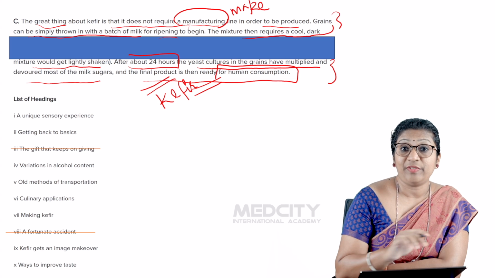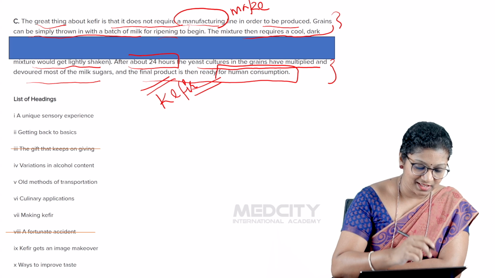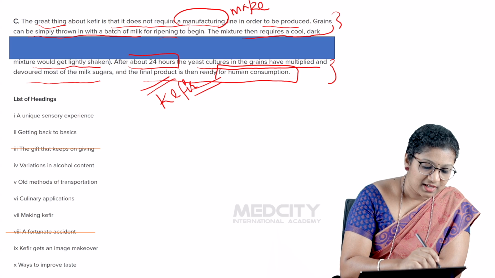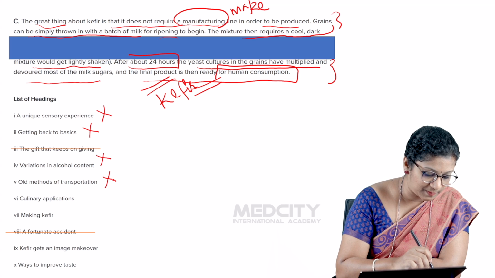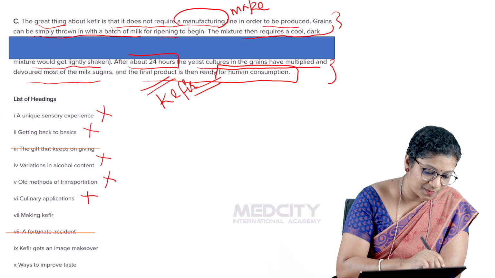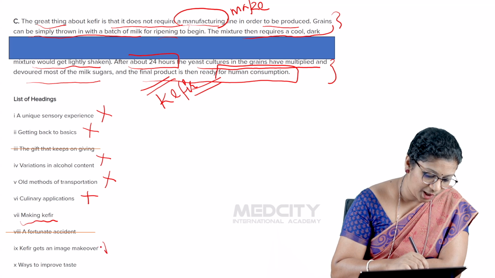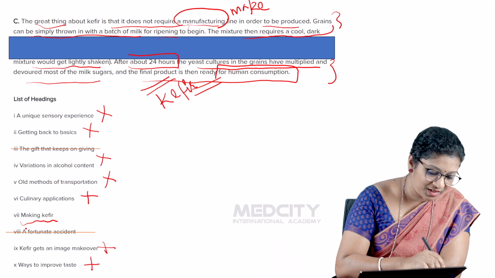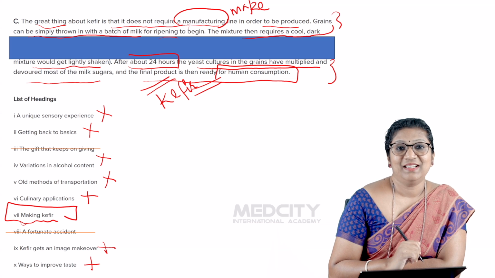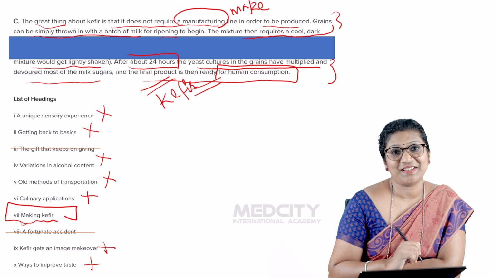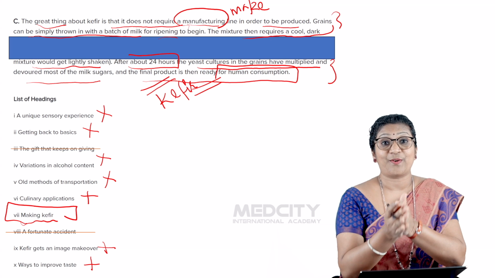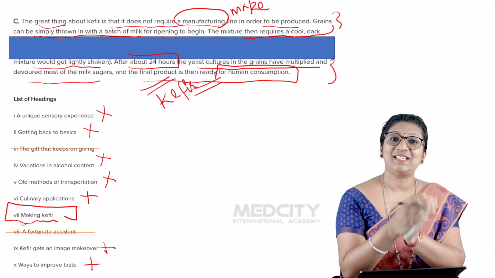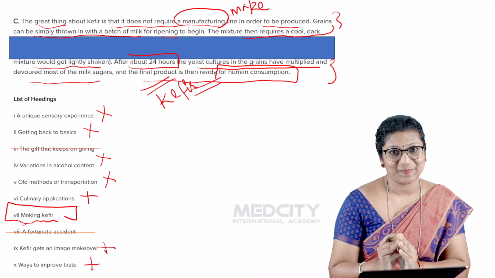Okay? So though we cannot see what is in between, let's look at the list of headings again. Now this, basics, variations, transportation, culinary applications, but this could be a possibility. Makeover, improve, no. So definitely number 7 is our answer here. So this is how you can actually, without reading the entire paragraph, still manage to match the headings.